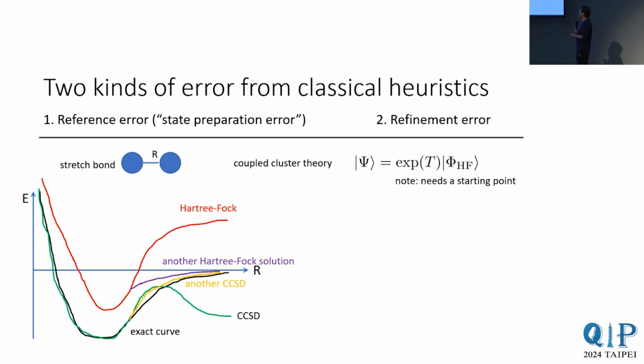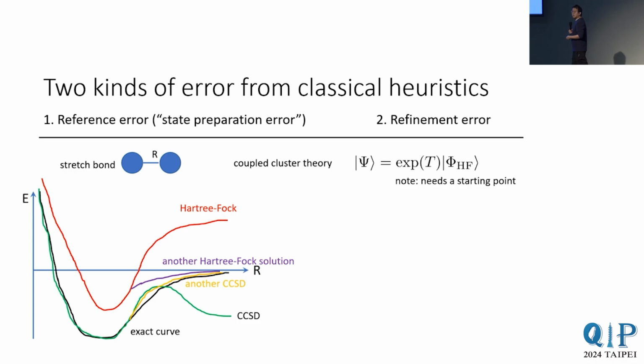And then, as it turns out, close to this point, however, if you look at your Hartree-Fock equations, you'll find that there's another solution of the Hartree-Fock equation. So the nonlinearity gives you another solution. And that solution is this purple curve here. And so then, if I start from this other starting point, or this other reference, and I do coupled cluster theory, I obtain this yellow line, which is now much more reasonable.